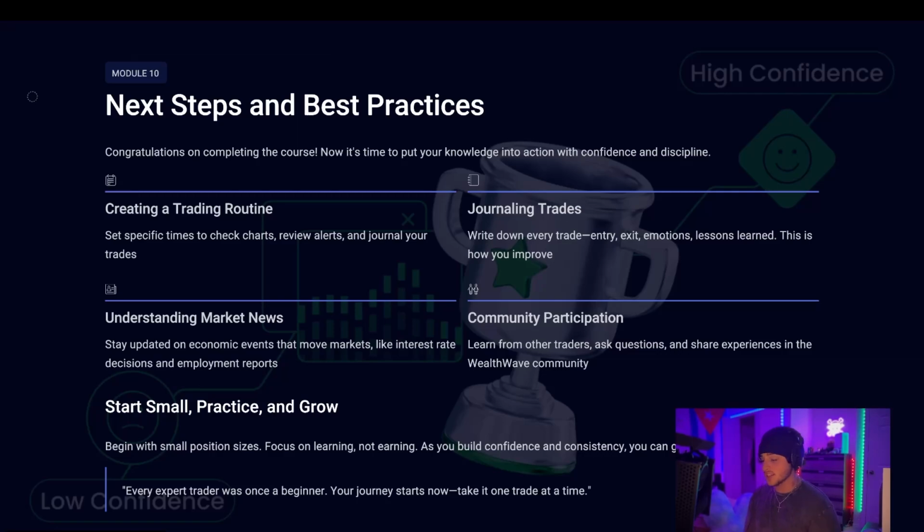Anyways, every expert trader was once a beginner. Your journey starts now. Take it one trade at a time. Dude, I know sometimes it feels like we need to get rich now because of how this day and age is built to make us think. You see all these luxury cars online. You have to do something for yourself. You see it online and you know that it's possible. But don't go crazy trying to achieve that.